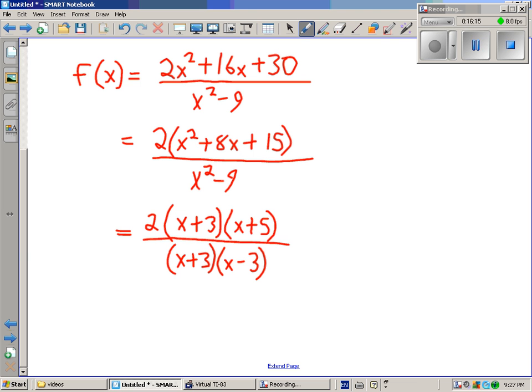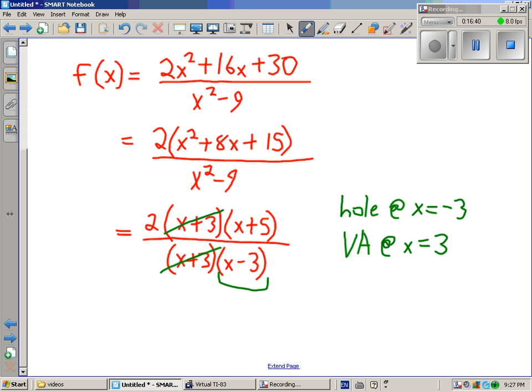Okay, so let's see what we have. We cancel out the x plus 3. So we know we have a hole at x is equal to negative 3. However, the x minus 3 is still in the denominator. So that tells us we have a vertical asymptote at x is equal to 3. Again, notice how I'm saying where the vertical asymptote is. I'm not saying the vertical asymptote is equal to 3.